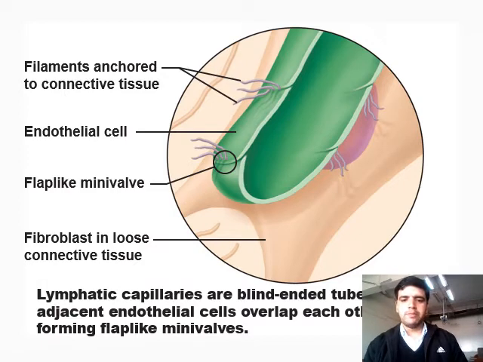This is the diagrammatic representation of the microscopic structure of the lymphatic capillaries. Basically, they are blind-ended tubes, and the adjacent endothelial cells overlap each other, forming a flap-like mini valve so that only entry can take place and exit is not possible.